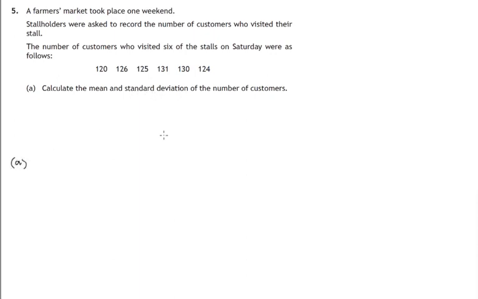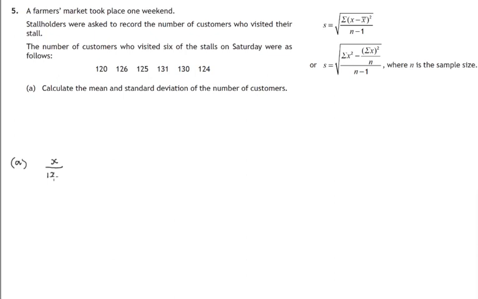Now, we'll look at the standard deviation. There are two different formulas for that. I'm going to use the first formula as it's slightly easier, I think, to do the calculation, but either of these two formulas could be used. We'll lay this out under the column X, X being any of these pieces of data. So X stands for the 120, the 126, the 125, the 131, the 130, and the last piece of data, 124.